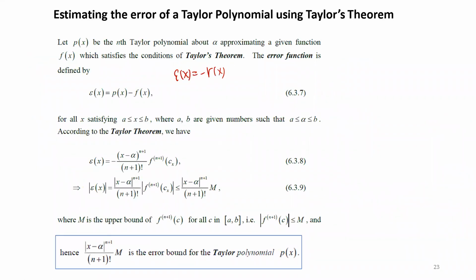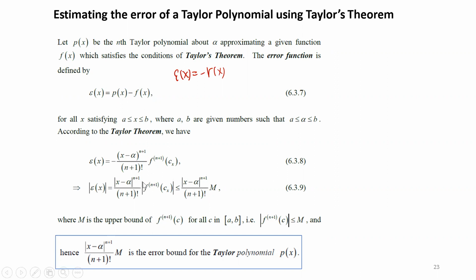Now, from the Taylor theorem, we know that this epsilon x is given by this, and if we take the absolute value of this whole term, the term that we don't exactly know is this one, because the Cx value is something that we don't know.